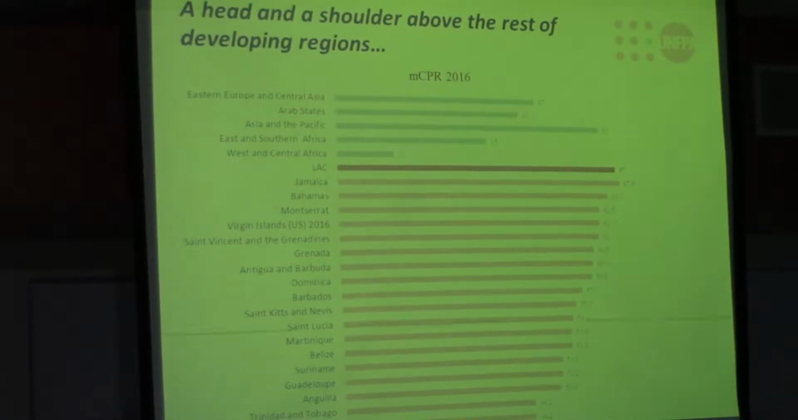Here you can see Caribbean countries in orange, Latin America and the Caribbean as a whole region in brown, and the rest of developing regions in blue. In a simple analysis, you can see that our countries, or your countries, are head and shoulders above the rest in terms of these indicators.